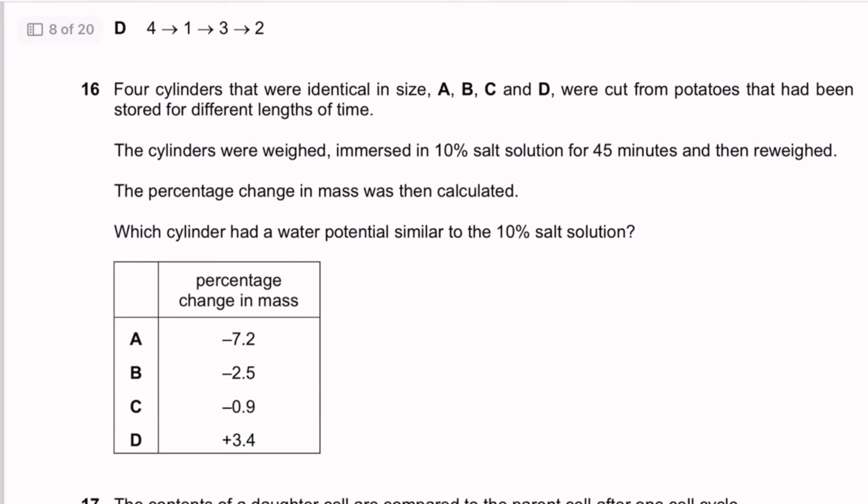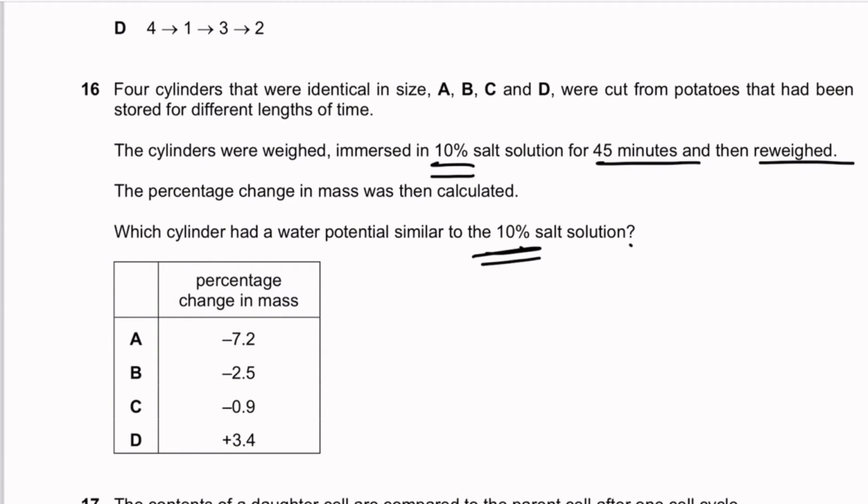Okay, 4 cylinders identical in size, A, B, C, D, were cut from potatoes that had been stored for different lengths of time. The cylinders were weighed, immersed in 10% salt solution for 45 minutes, and then reweighed. The percent change in mass was then calculated. Which cylinder had water potential similar to the 10% salt solution?